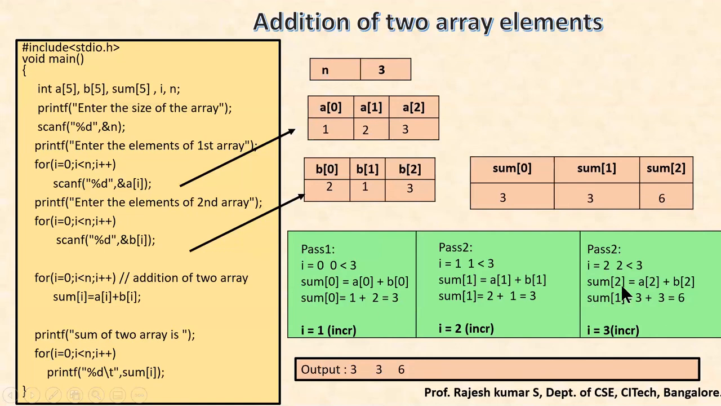So a small correction here, students. This is not sum of 2. This is not sum of 1. It is sum of 2 you have to write. Okay. This is how we add 2 array elements.